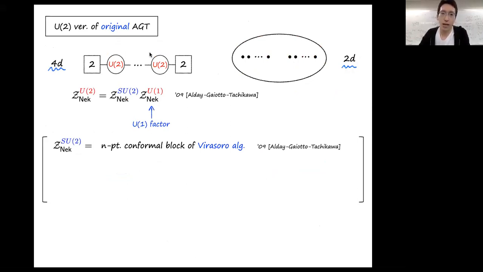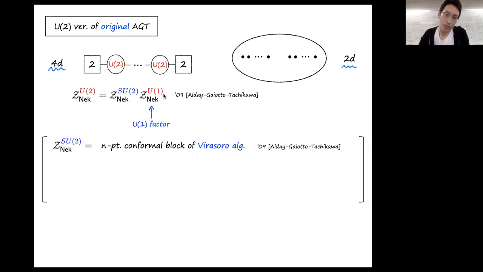By U2 version, I mean this linear quiver gauge theory with U2 gauge groups. So each circle now stands for a U2 gauge group. And then in the original AGT paper, it was conjectured that the Nekrasov partition function of this theory is a product of the Nekrasov partition function of the SU2 linear quiver and something else. You have an overall factor here. And this overall factor is supposed to be the effect of the U1 part of the gauge groups. Therefore, this factor is usually called the U1 factor, okay? And the original AGT just implies that this SU2 factor is an n-point conformal block of the Virasoro algebra. That's the statement of the original AGT correspondence.